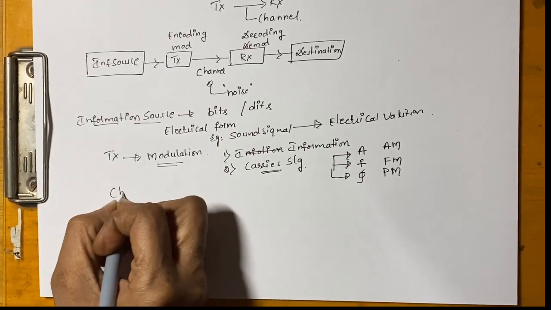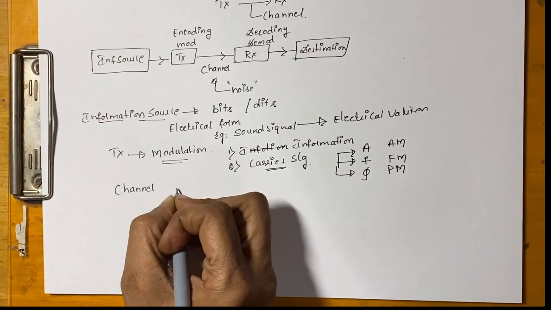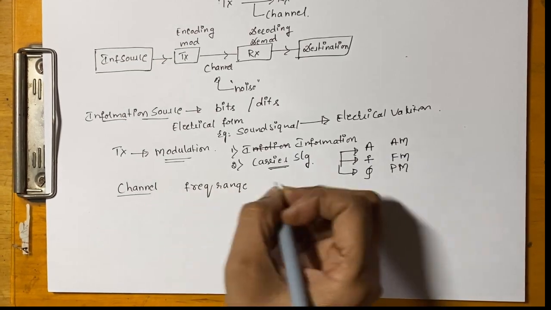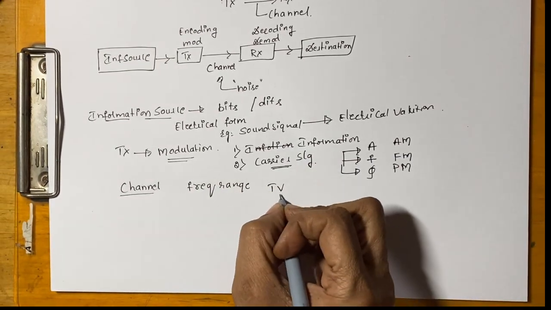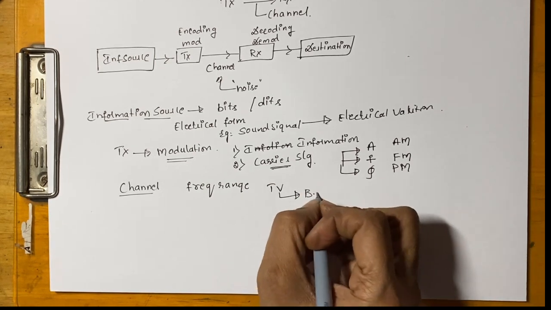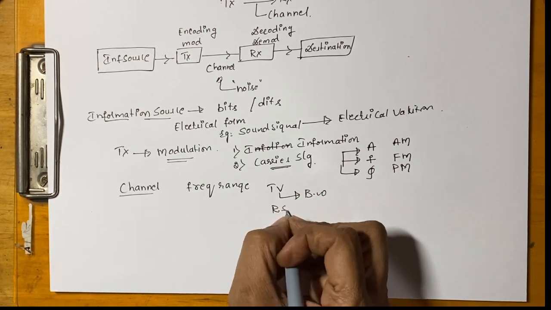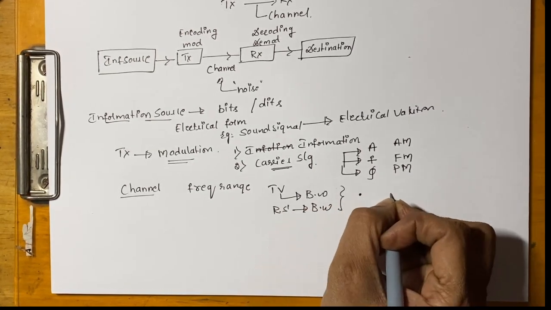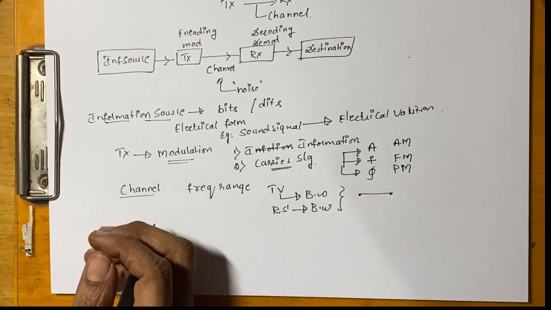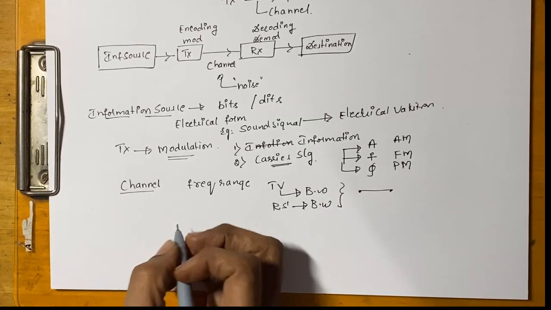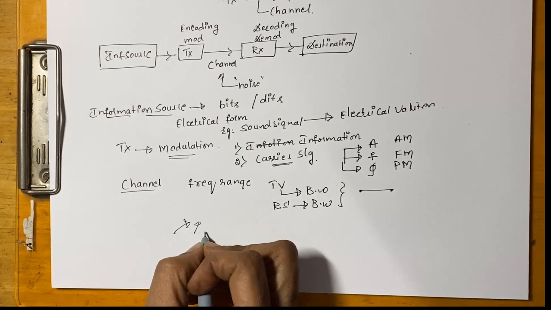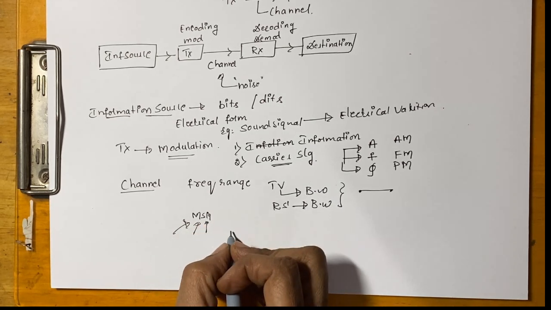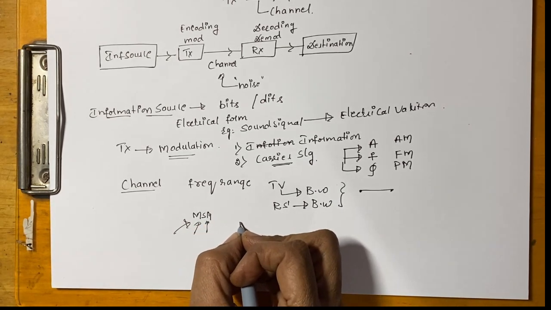Next comes the channel. This channel is nothing but a frequency range. For example, if a TV signal is being transmitted, that will be having some bandwidth. If a radio signal has to be transmitted, that will be having a specific bandwidth. That is, allocation of a frequency range is nothing but a channel. So here in this channel, there can be a number of noises which will mask the message signal. So this masking is more when the signal is weak.